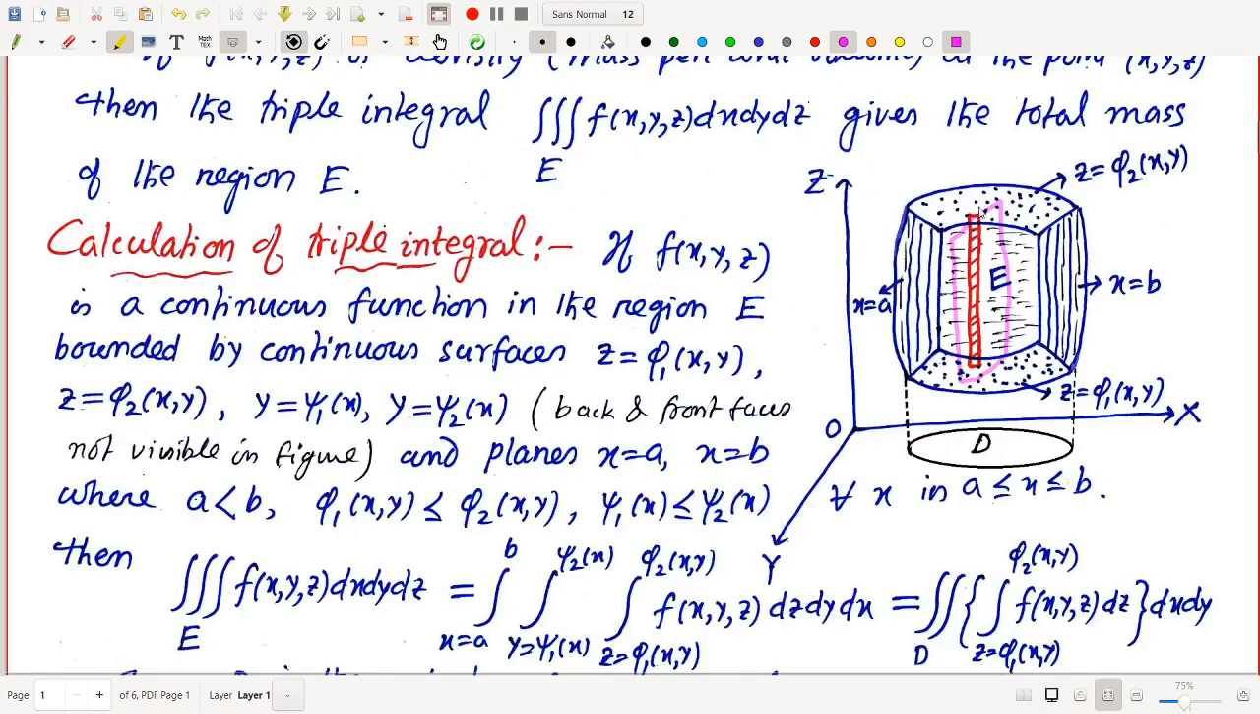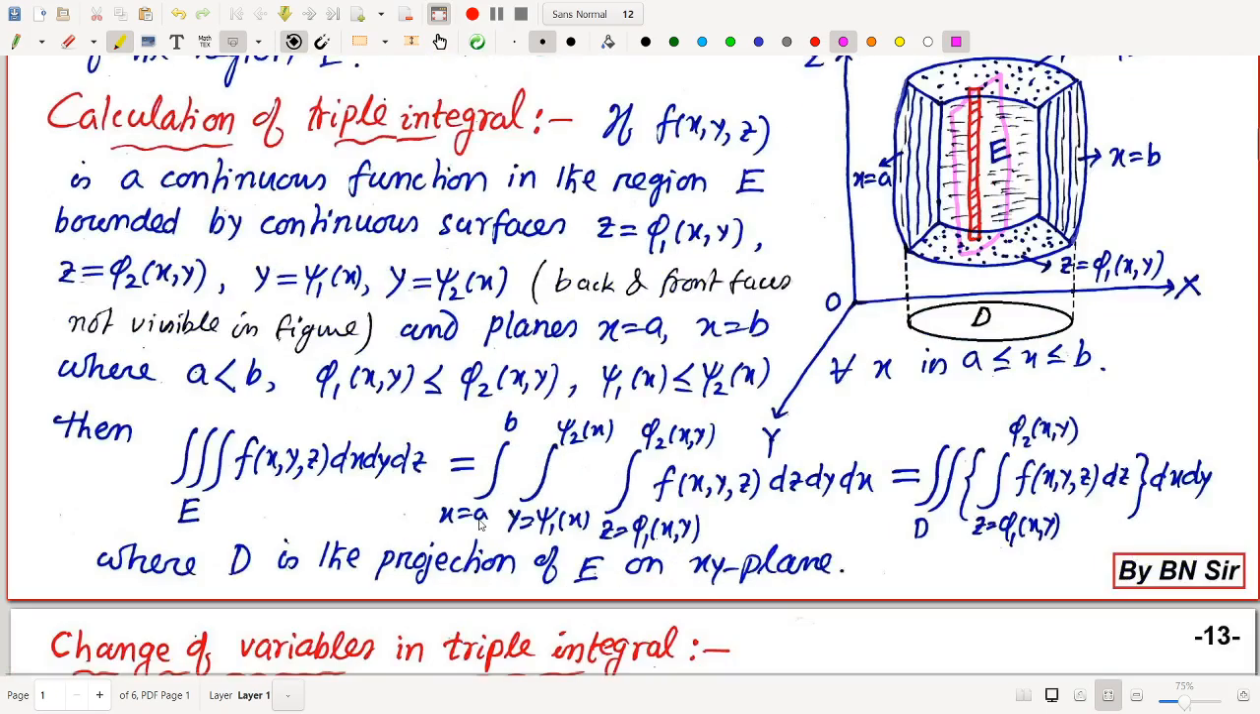And then if we move this sheet from x equal to a to x equal to b, from left to right, that is integration from x equal to a to x equal to b, finally with respect to x, then the whole region is covered. So thus the triple integration is calculated as a repeated integral.